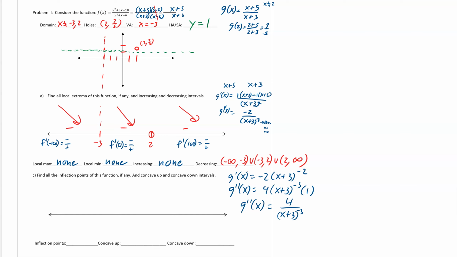And then no points of inflection again, because all we have is our domain. No, no, and no. That's never going to be 0. So we go back and we do the same thing we did before. Negative 3, vertical line, hole 2.